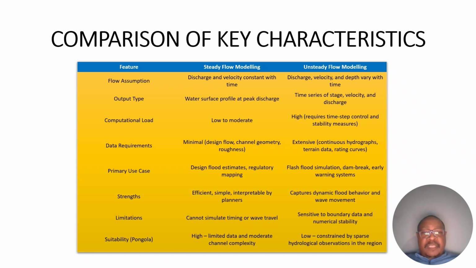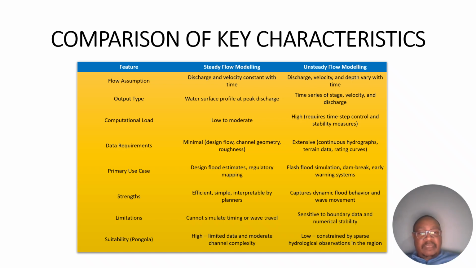The comparison of the key characteristics of both steady flow and unsteady flow modeling. If you look at the main key features, like the flow assumptions, the output type, computational load, the data requirements, primary use case, the strengths, limitations, and suitability in the Pongola River.